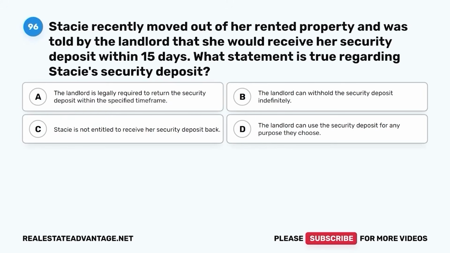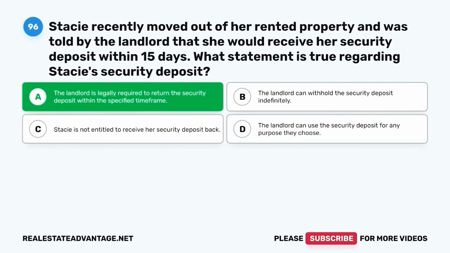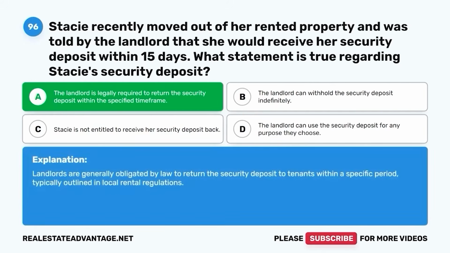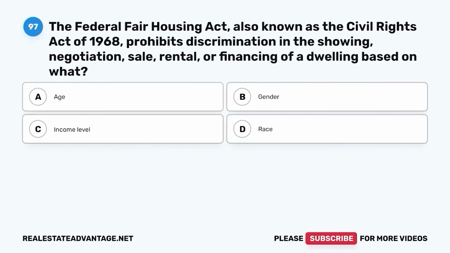A. The landlord is legally required to return the security deposit within the specified time frame. B. The landlord can withhold the security deposit indefinitely. C. Stacy is not entitled to receive her security deposit back. D. The landlord can use the security deposit for any purpose they choose. The correct answer is A. The landlord is legally required to return the security deposit within the specified time frame. Landlords are generally obligated by law to return the security deposit to tenants within a specific period, typically outlined in local rental regulations.